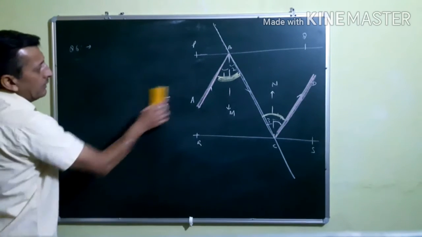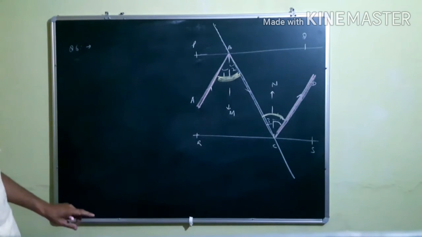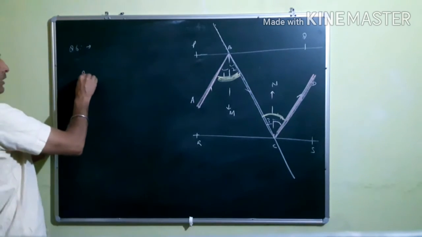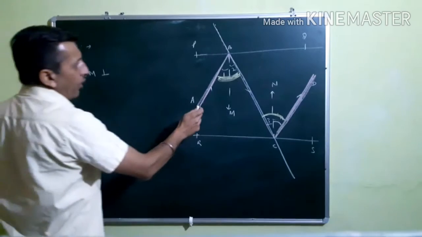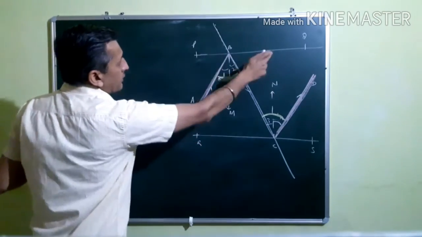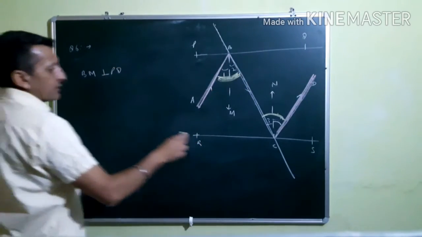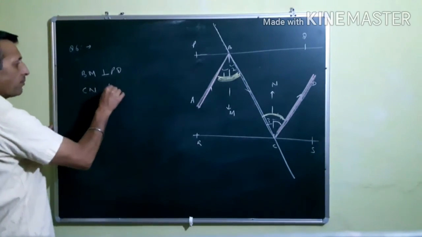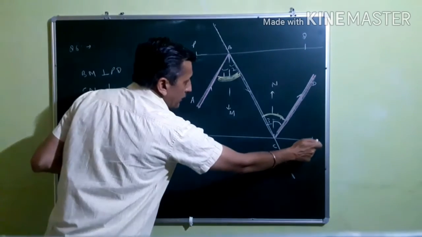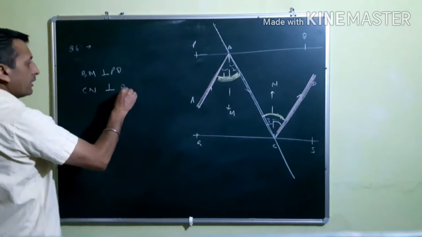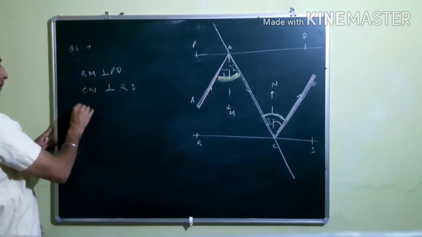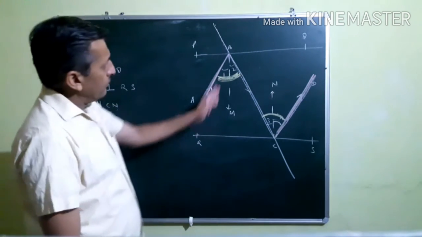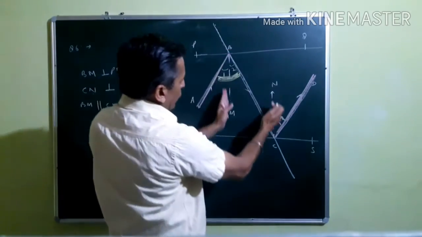In this case, I am taking BM as a perpendicular on PQ, and similarly CN is perpendicular on RS. Naturally both are parallel, so BM is parallel to CN. Both are perpendicular to lines that are parallel, so naturally both are parallel to each other.